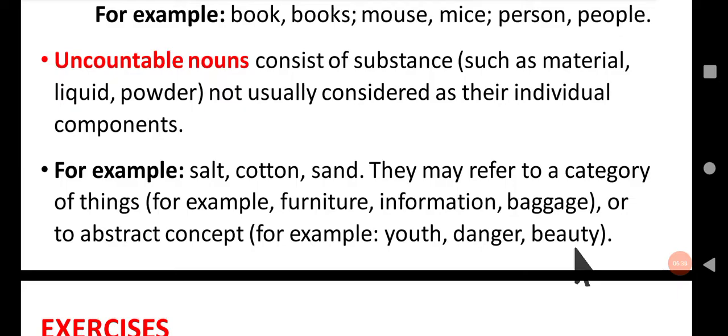Okay, you have abstract noun also, one type, but that is not given directly. An abstract noun is the one which you cannot see, which you cannot touch, which you can only feel, right? They are called abstract nouns.